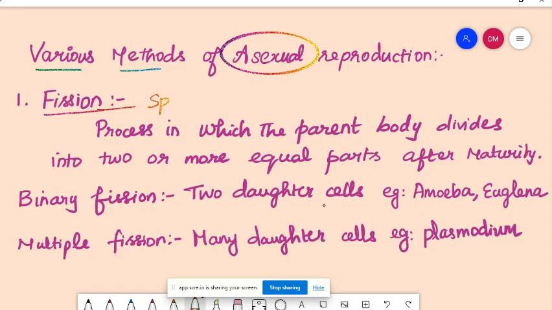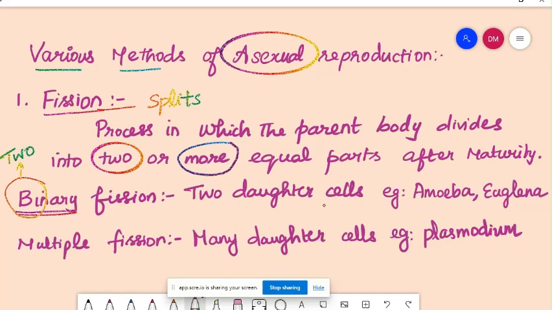So it is where the parent organism splits up or divides to form the new daughter cells or the new daughter organism. In this case, it can produce two daughter cells by splitting up of the parent organism, or it can produce more daughter cells as well. The case where the parent organism splits up to produce two daughter cells, you call it binary fission. The term bi refers to two. So here the parent cell would divide to form two daughter cells.